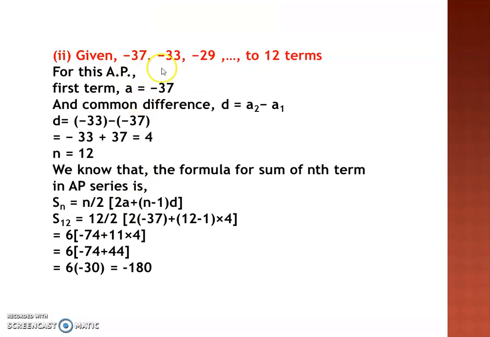So from the given AP, you have to identify the value of a. The common difference will be a2 minus a1, and the number of terms is also given to you, that is, up to which term you have to find the sum. So all these given values have to be substituted in the Sn formula, that is n by 2 into (2a plus (n minus 1)d), and you have to solve and find Sn. So the method is the same for the first problem, all the subparts.